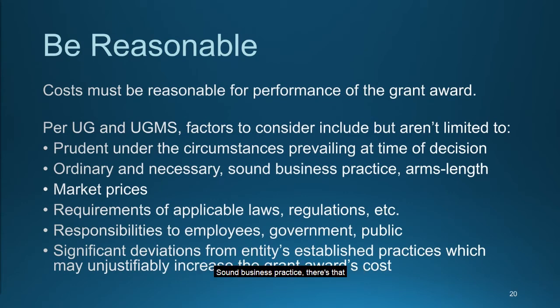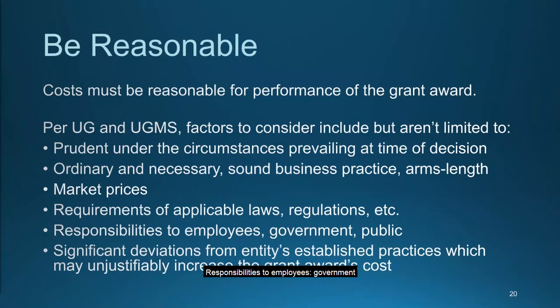Sound business practice, there's that phrase again. We talked briefly about that before. Arm's length relationships, tying in with conflicts of interest and avoiding those kinds of situations. Market prices. I think a lot of times when people think about whether a cost is reasonable or not, they just automatically think of market prices and stop there. But as you can see, that's really only one of the factors that we're asked to think about, but it is an important one. Requirements of applicable laws, regulations, etc. This is where all those other grant requirements come in. Does it really fit? Is it consistent with all those other requirements?